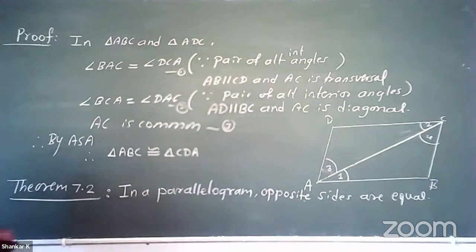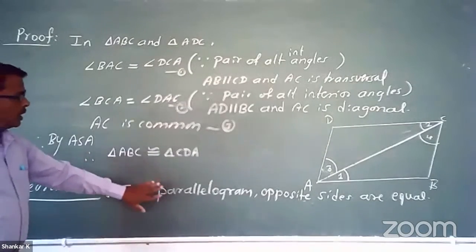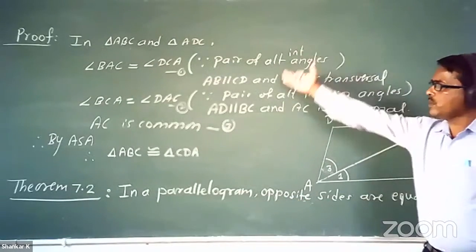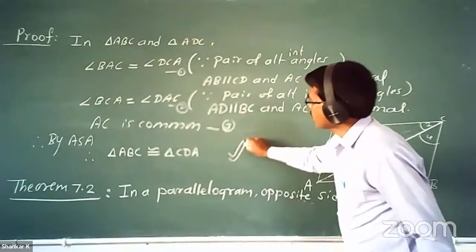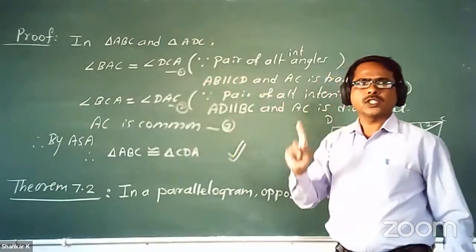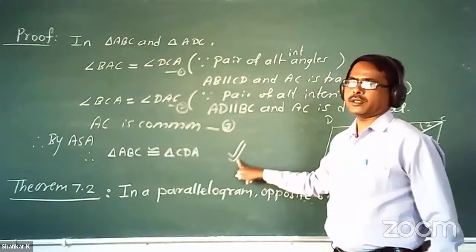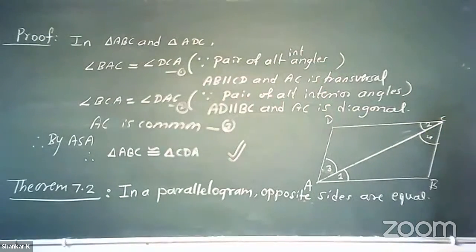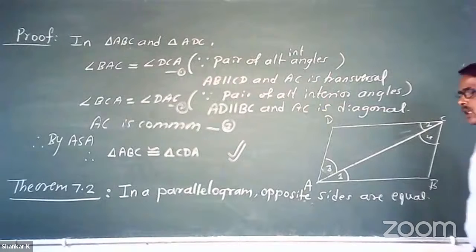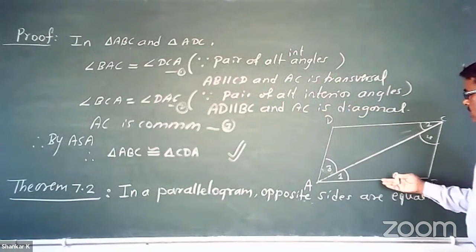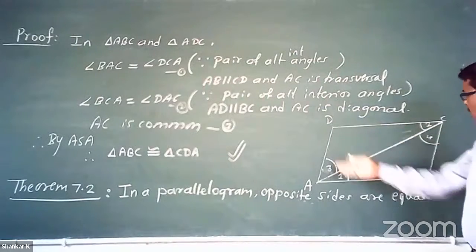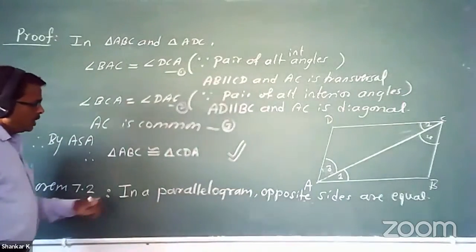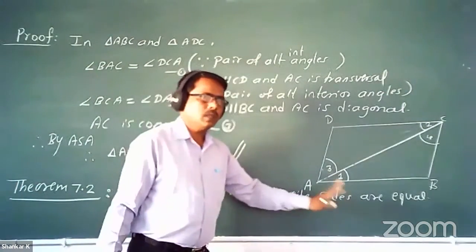Students, already we have proved up to this one. To prove opposite sides are equal, the same steps can be written up to this. Theorem number 7.1 up to this you write. After proving both the triangles are congruent, you can say corresponding parts are equal. Which are corresponding parts? AD equals BC. This is theorem number 7.2, in a parallelogram opposite sides are equal, which you have to prove.